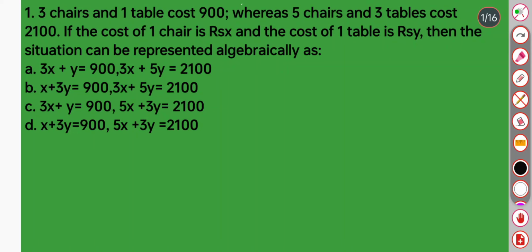So today we are going to discuss some important MCQs of class 10 math chapter 3, that is pair of linear equations in two variables. So let's start our video.